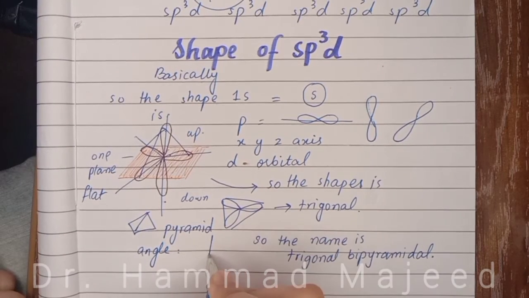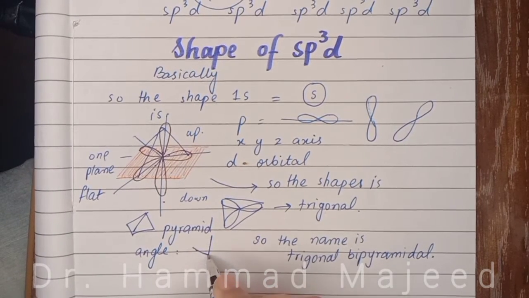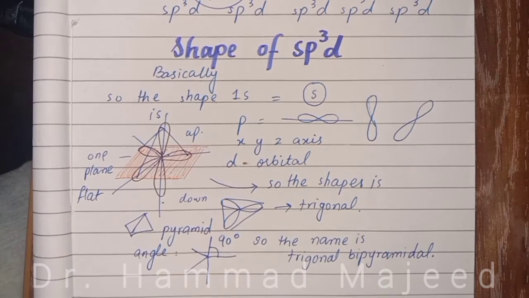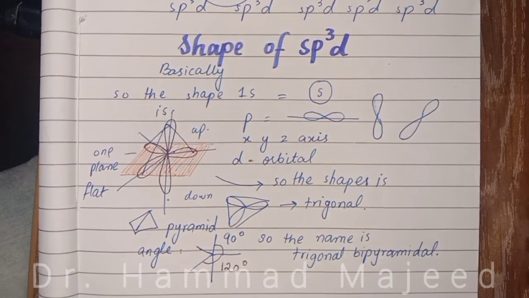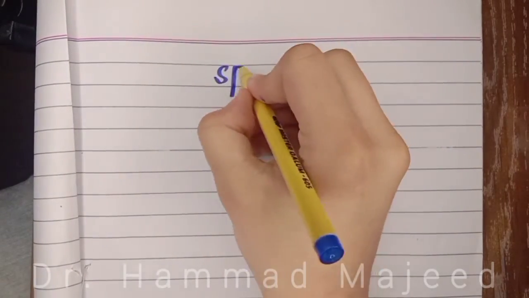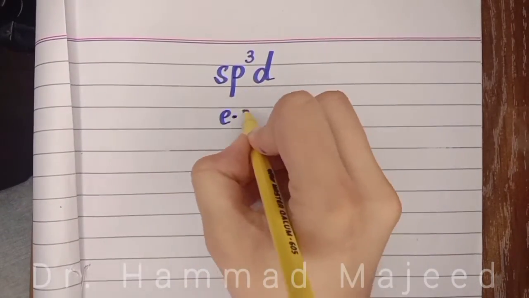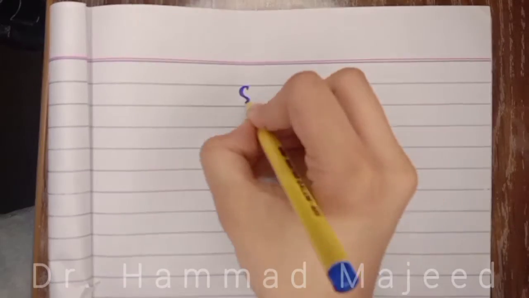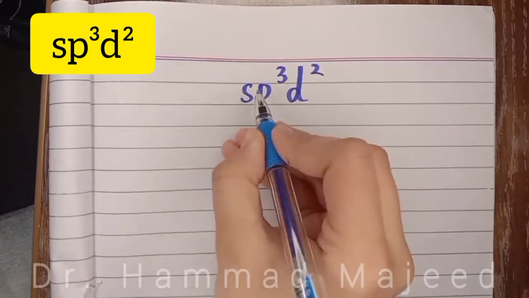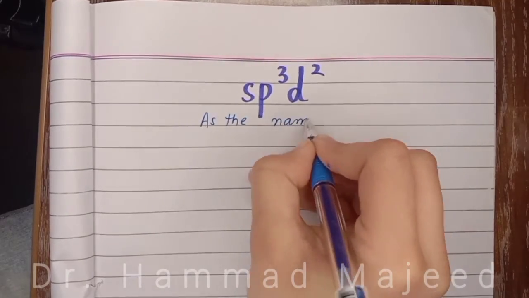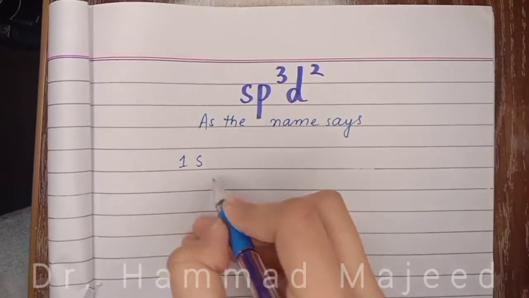The angle between the orbitals in the same plane will be 120 degrees, and the angle between the other 2 hybridized orbitals and the orbitals in the same plane will be 90 degrees.